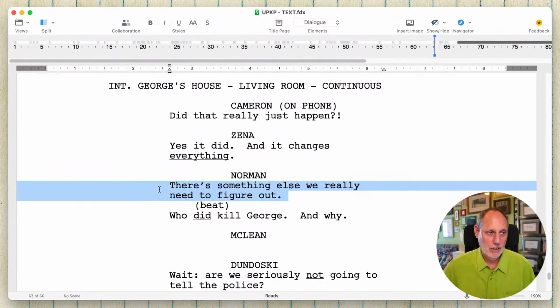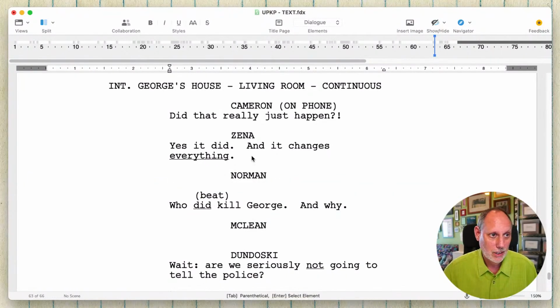Because now we have to. Yes, it did. It changes everything. Because what it changes is now they're not hunting for the serial killer, they're hunting for the... Because it changed everything. Who did kill George? Who did kill George?